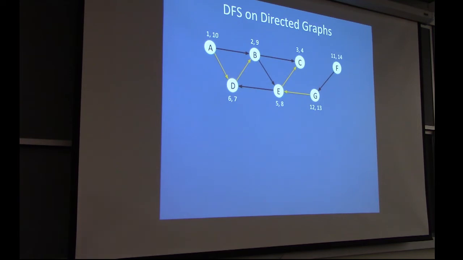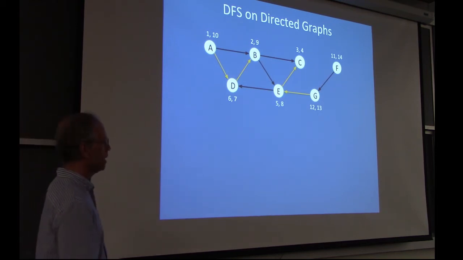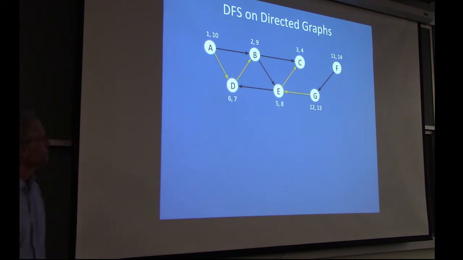Now I've colored some edges black and I colored some edges orange. What was my strategy? What does a black edge mean? What was it over here? Yeah, it's one that I actually followed. And the orange edges are the ones that I didn't. If we ignore the orange edges, what do we have?